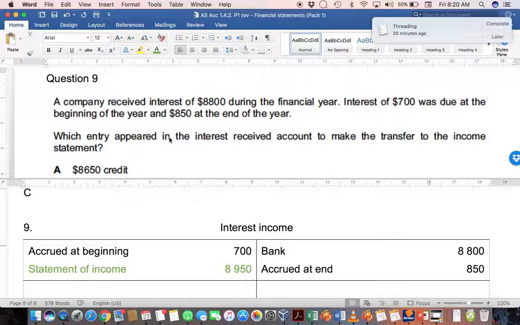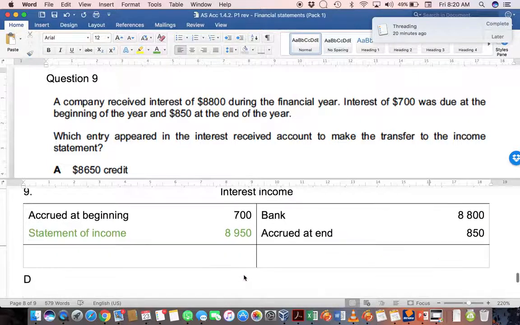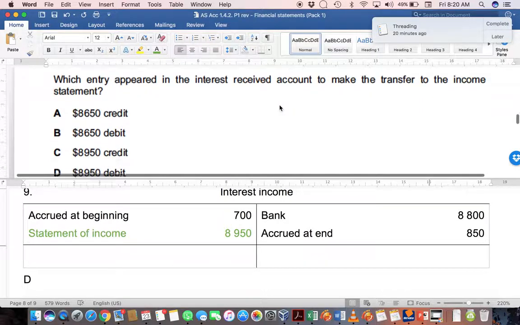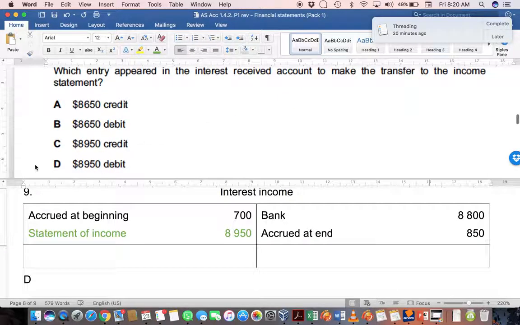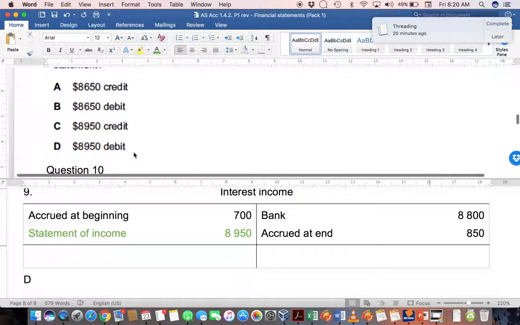But at the end, 850 was owing. So it's owing at the end. It means that it needs to increase the income for the purposes of the statement of income. So I need to show 850 on the credit side. I can then work out my missing figure here as 8,950 being the total income for the period. And if you look at the options, you will see that that gives you D.